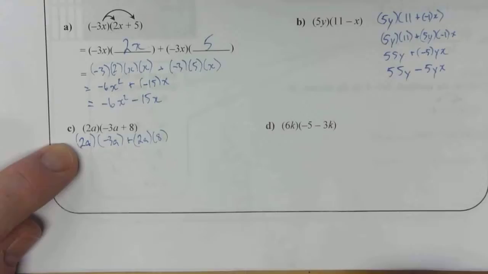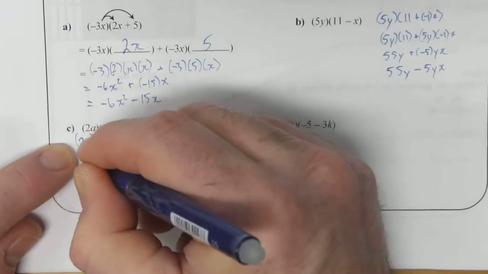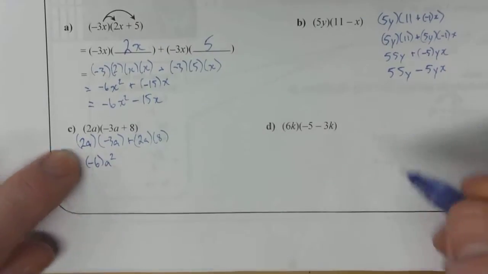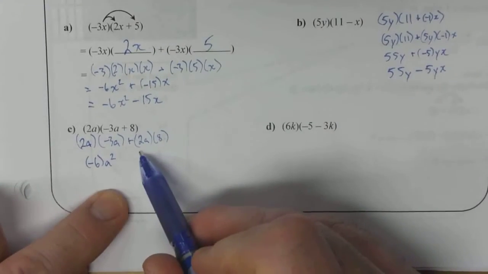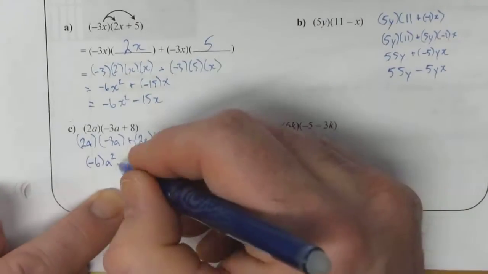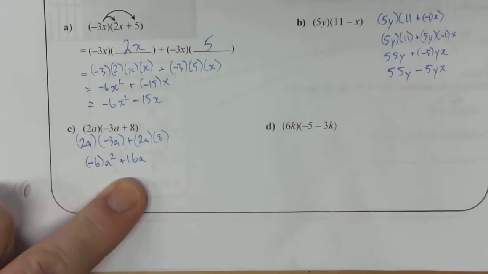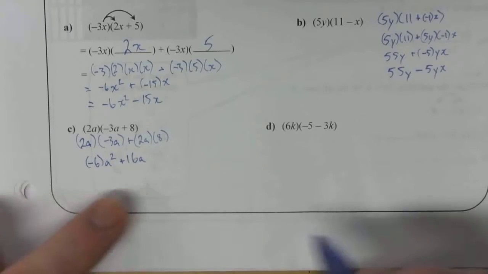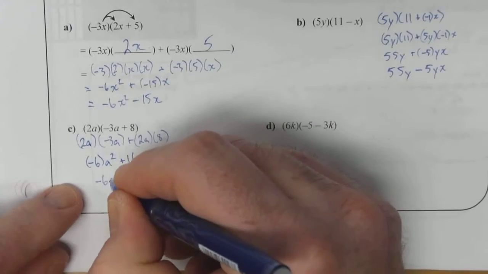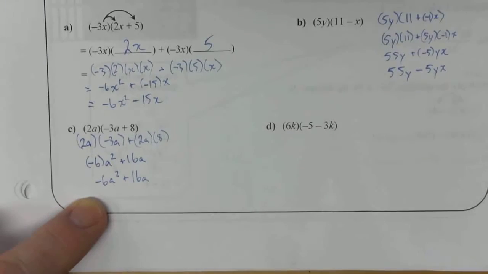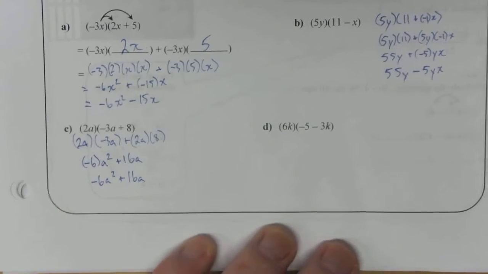I'm going to say 2 times negative 3 is negative 6. A times a is a squared. 2a times 8, 2 times 8 is 16, times a. So we have negative 6a squared plus 16a as your answer for C.